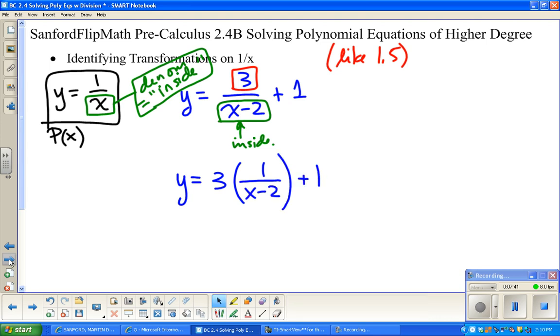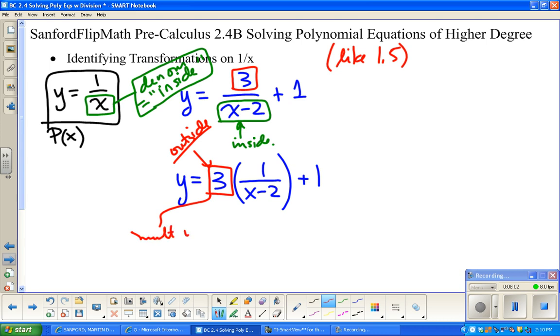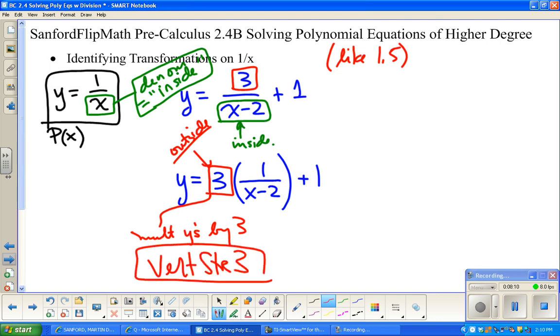Now the only reason I'm doing this is because this becomes very, very obvious that this 3 is on the outside. It is connected by multiplication, and if it's connected by multiplication, then it has to be a vertical stretch or shrink. Outside, vertical, do what it says. So this is multiplying the y's by 3. If that's true, it's making them bigger. So this is a vertical stretch of 3.